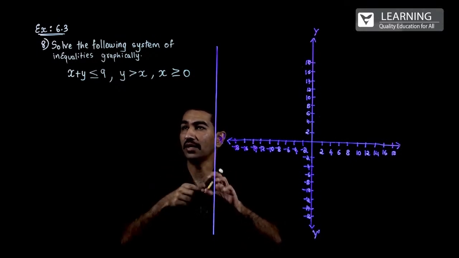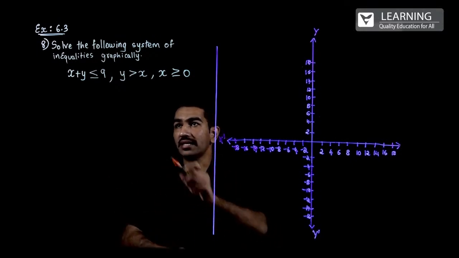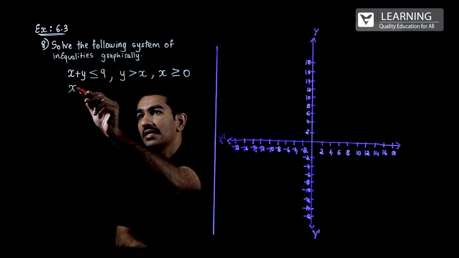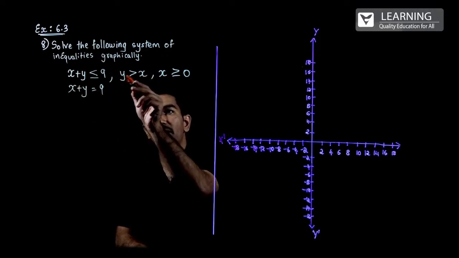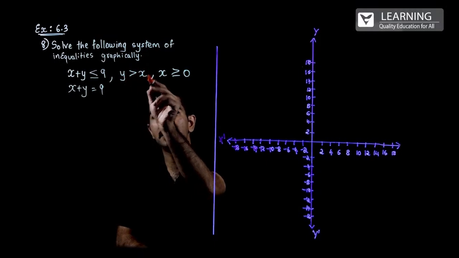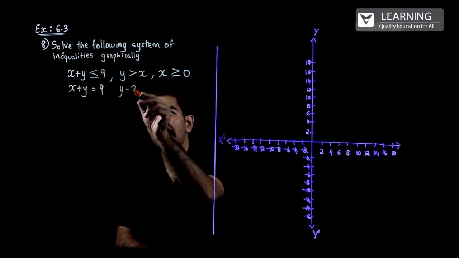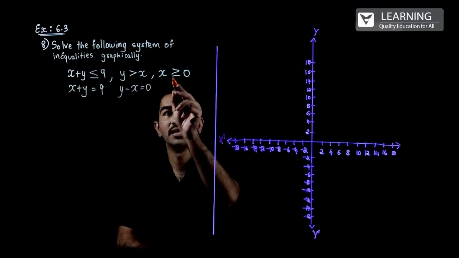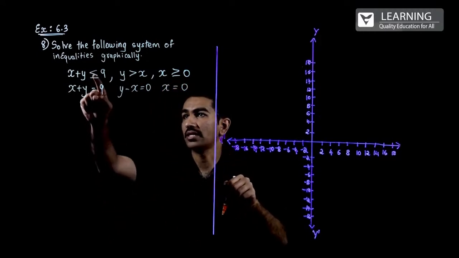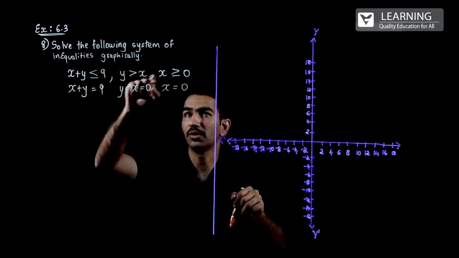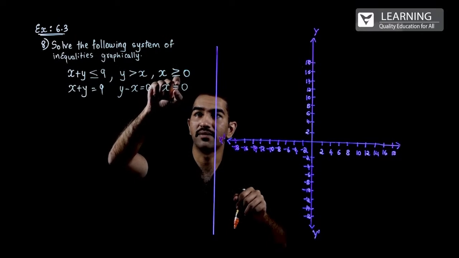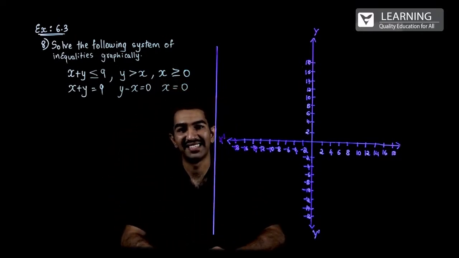Ready? So we'll start with that. X plus y is lesser than or equal to 9. This can be written as x plus y equals to 9. So take this x on this side. What will happen? Y minus x greater than 0, right? So here we can write y minus x equal to 0, and this is x equals to 0. Okay. So what has happened? We remove this inequality, put equal to, remove this inequality, put equal to, and removed this inequality and put equal to, simple. Alright.